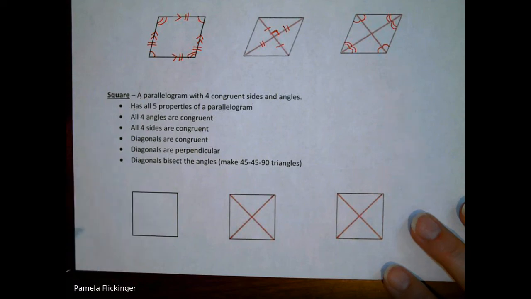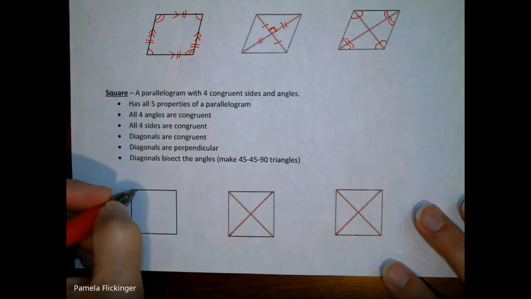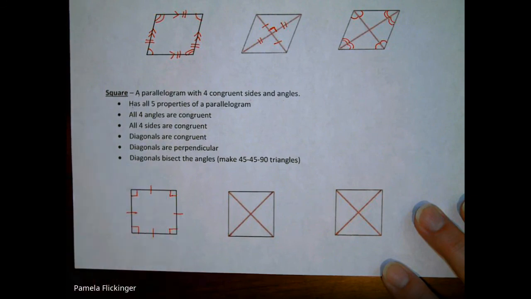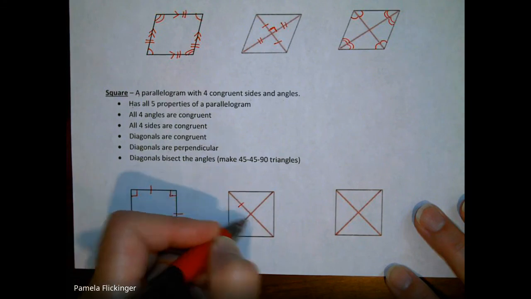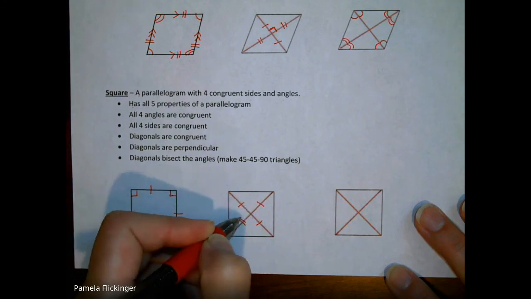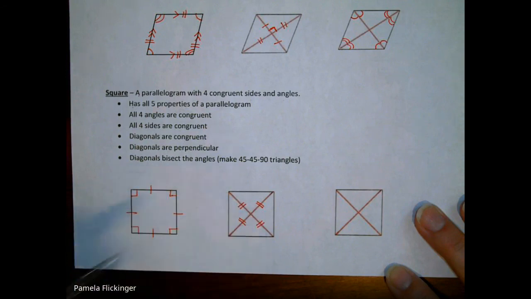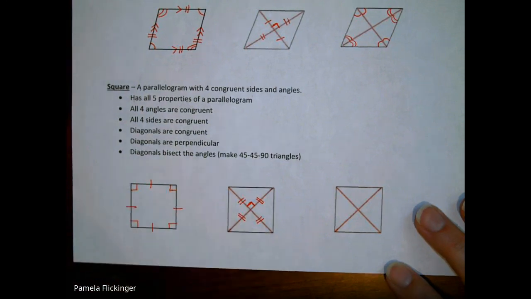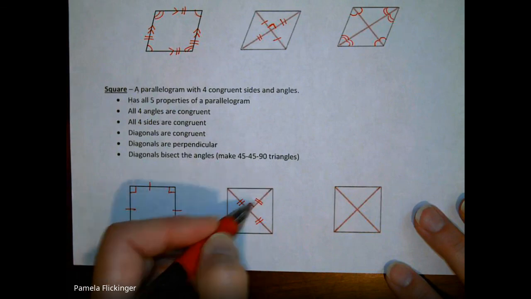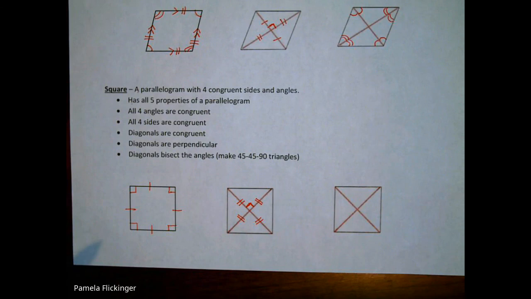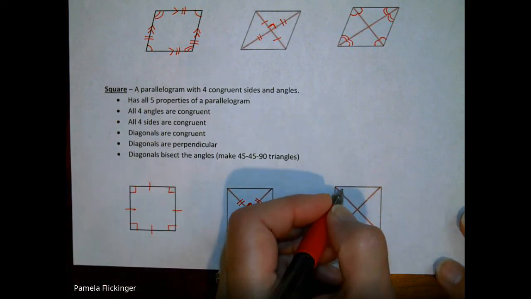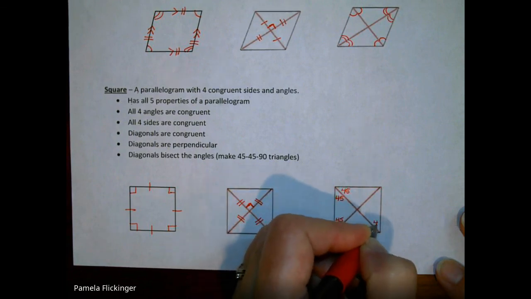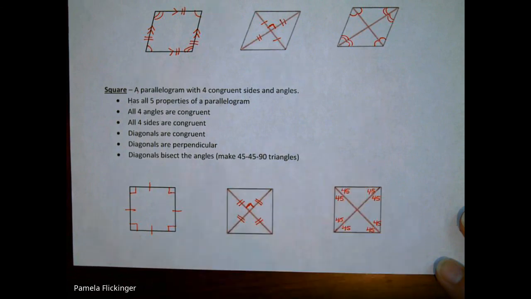I'm not going to draw them this time. Our picture is going to get extremely busy, but I do know that all 4 angles are congruent, which means they would all be 90 degrees. All 4 sides are congruent. The diagonals are congruent. So just like in a rectangle, all 4 of these parts will be the same. They're also perpendicular. And as we learned before when we were doing 45, 45, 90, we're going to have these isosceles right triangles. Okay. So when we bisect the angles, these have to be all 45. And that only happens in a square, not just a rhombus, but a square.